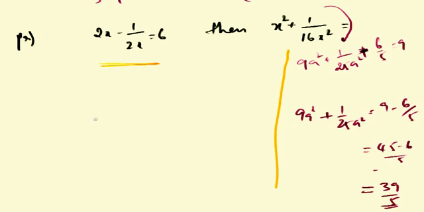Yeah, it is given (2x minus 1 by 2x) is equal to 6, but we were asked to find x square plus 1 by 16x square. So let me check what is given in the problem. Friends, I am giving some inputs to you so that you can develop in solving the problems. x square plus 1 by 16x square is given.